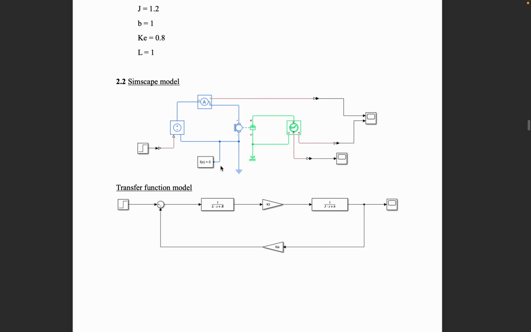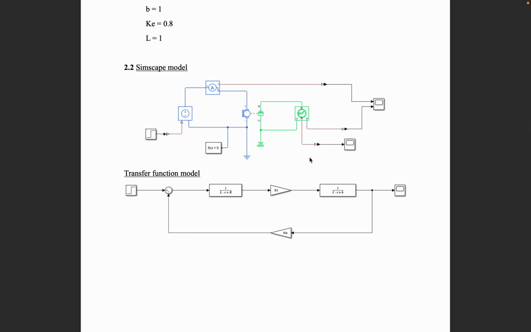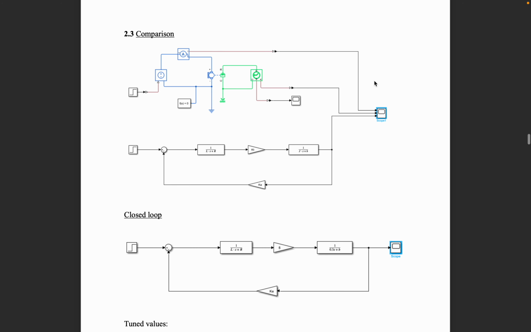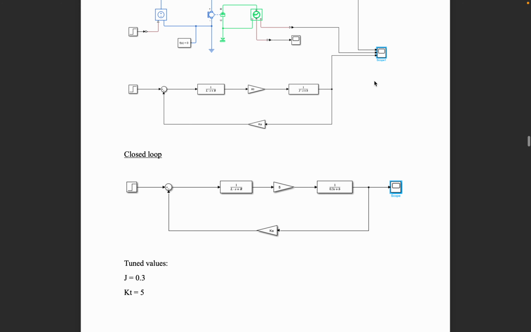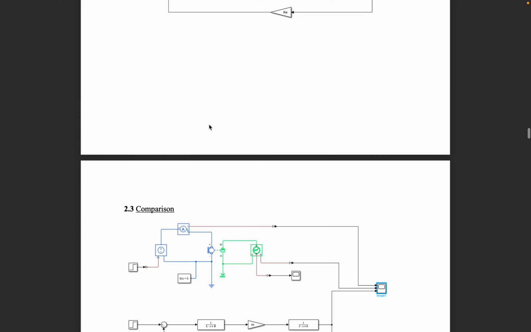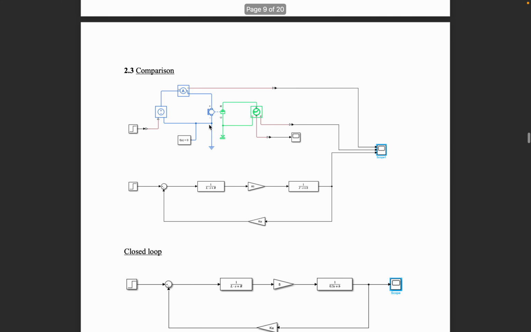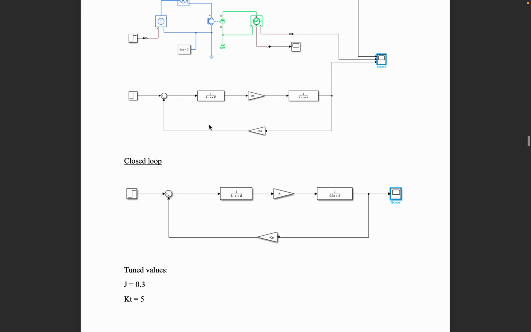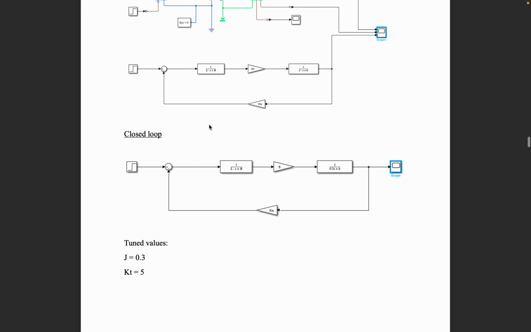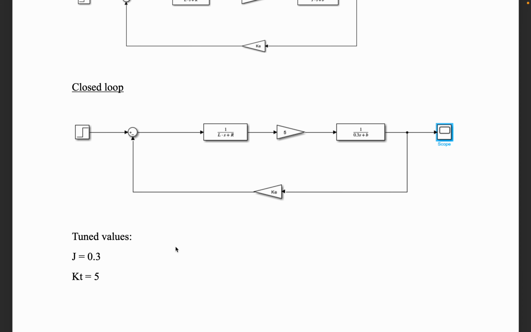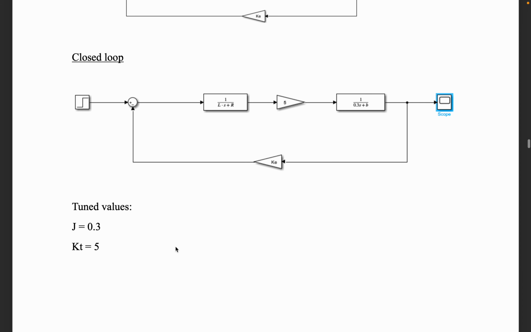Here are the two models, the Simscape model and the transfer function model. Then I compared the outputs, and these are the results. And I tuned these two values to get a better response for the requirements. So J equals 0.3 and KG equals 5.